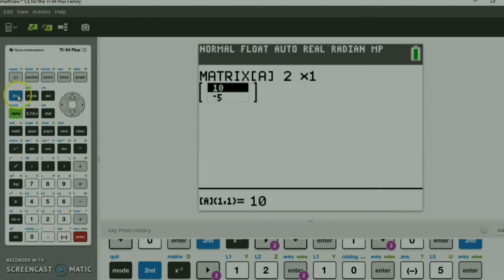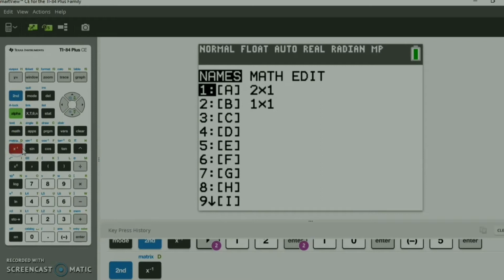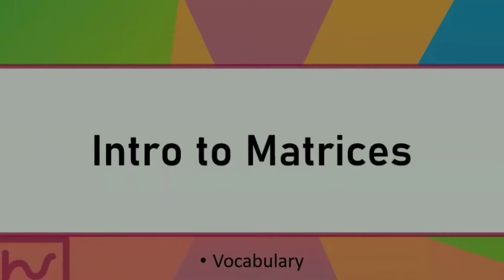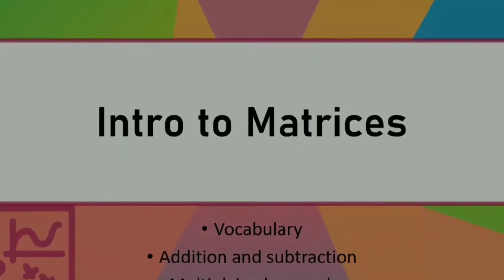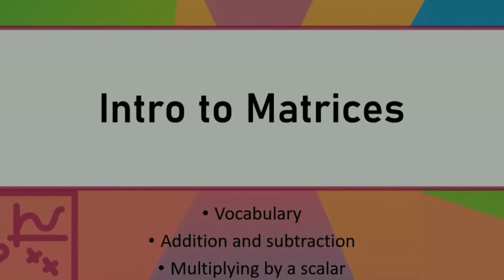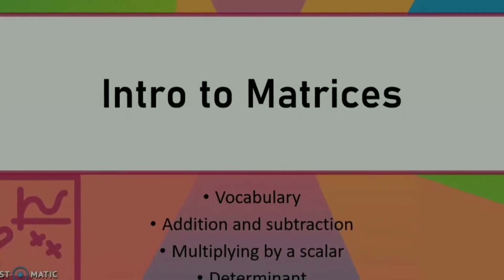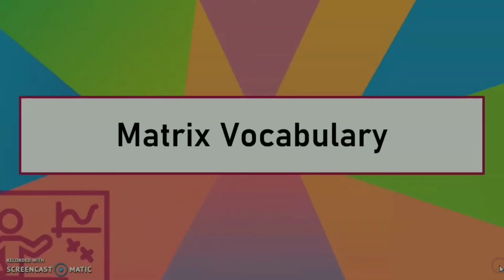TI calculators have great matrix features. That being said, operations on small matrices, like those you'll probably see on the ACT, are so simple that they can be done more quickly without the calculator. In this video, I'll cover the basics, including some vocabulary you need to know, and then we'll get into matrix addition and subtraction. Then in the next video, we'll go a little more in depth with calculator use and multiplication.